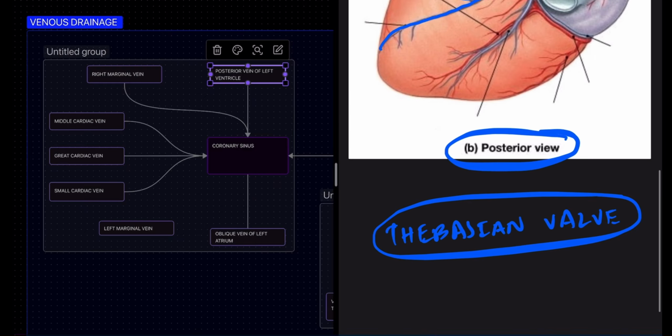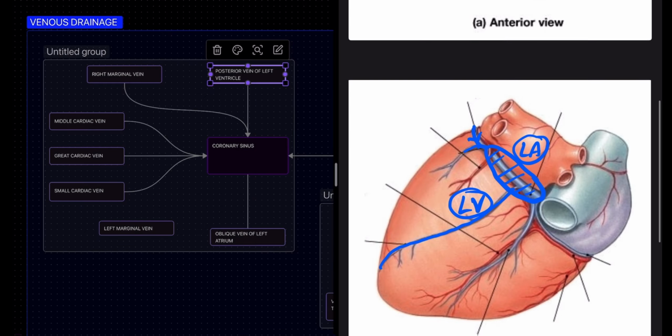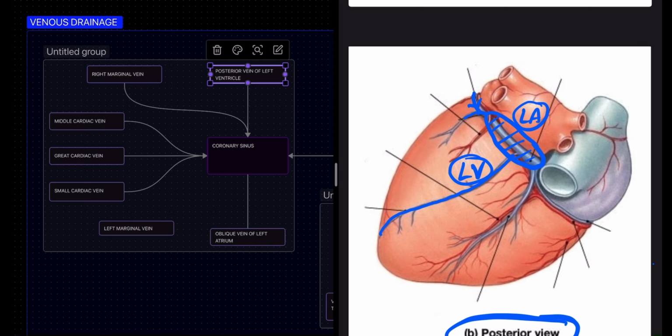After this, we have something called the small cardiac vein. The small cardiac vein accompanies the right coronary artery, as we had discussed in the last video, and it drains the right side of the heart. And it goes in between the right atrium and the right ventricle, right here.